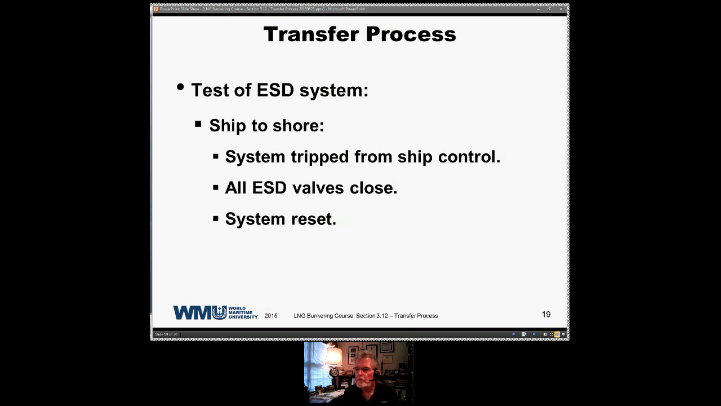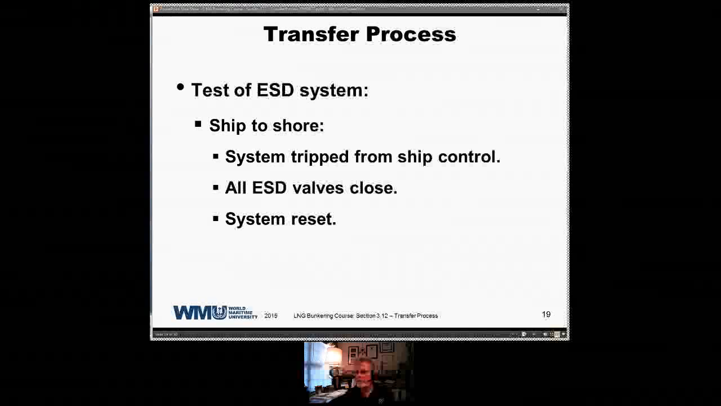So we're going to test it, and usually it's done first from the ship to the shore. All of your control valves that are supposed to be open are open. Pumps are shut down, so there's no product flowing at this point in time. The system basically is static, but it is cold and it is full of LNG.